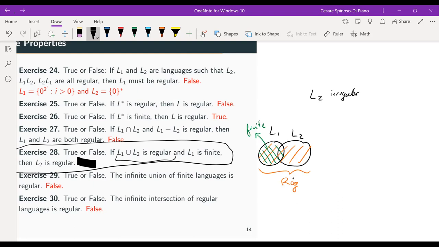What is this? So then what would happen is, now you're saying that L1 is finite, right? So now you're saying that magically I have L1 union L2. So a finite language has allowed my union to become regular. That's fishy, right? That doesn't seem right.